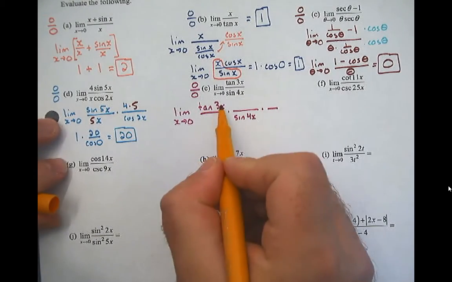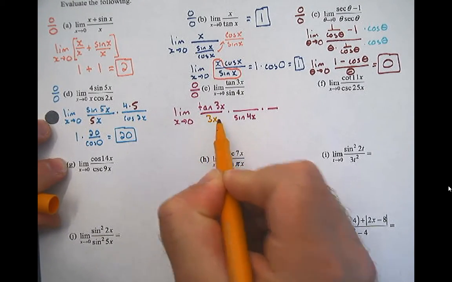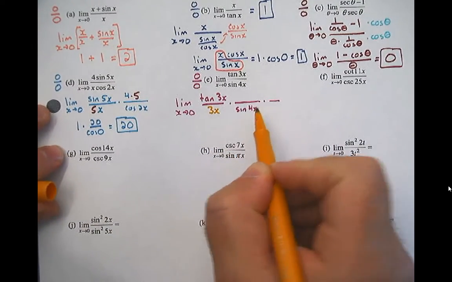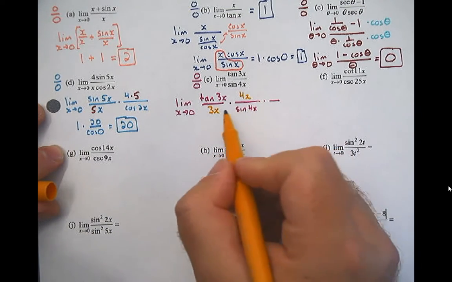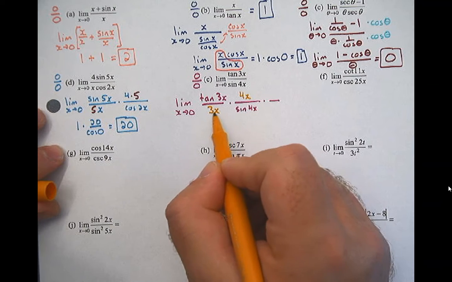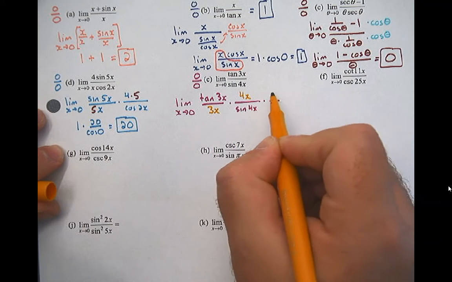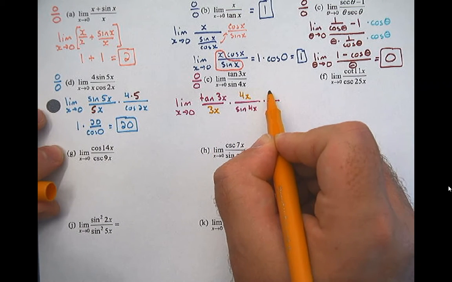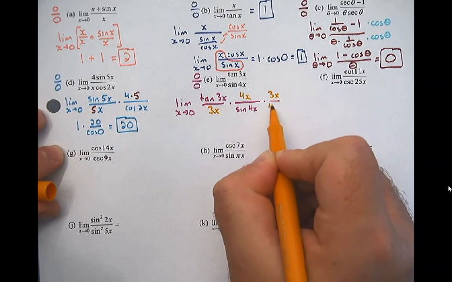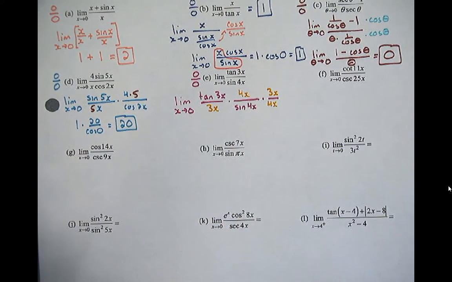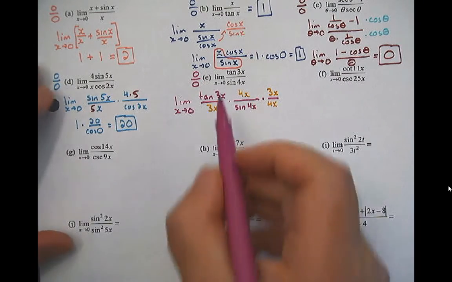So if this is tangent of 3x, I want this to be a 3x. If this is sine of 4x, I want this to be a 4x. Okay, wait, I should have done a better job of writing this out. So if I wanted a 3x down here, I needed to put a 3x up here. If I wanted to have a 4x up here, I needed to have a 4x down here to keep things balanced. And now I can start to clean this up.